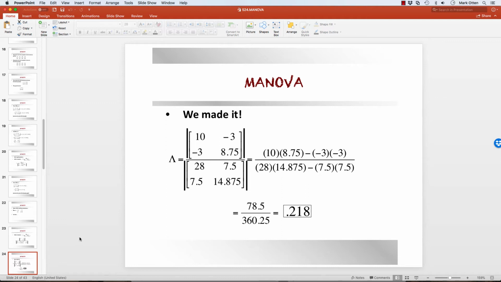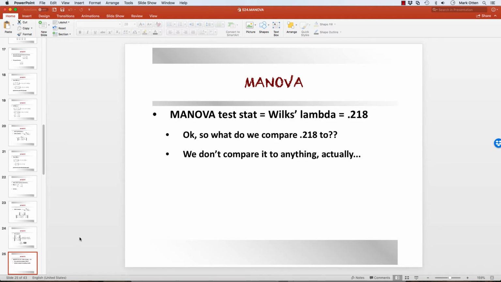So in this case, 10 times 8.75 minus negative 3 times negative 3. That's your top half determinant, bottom half determinant you see there as well. And ultimately you get 0.218. And what do we do with 0.218? Well, time to take another sip of your drink if you'd like. We don't actually compare it to anything. We got to keep going for a minute. We got to convert it to an F distribution.